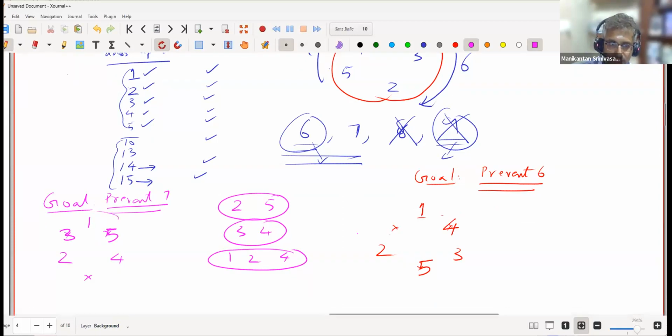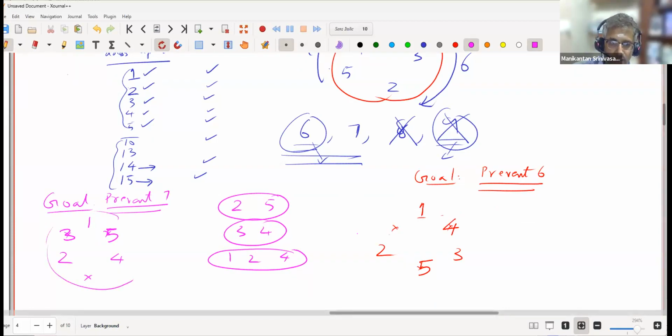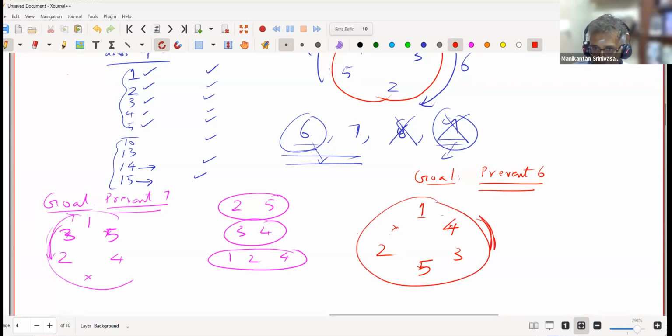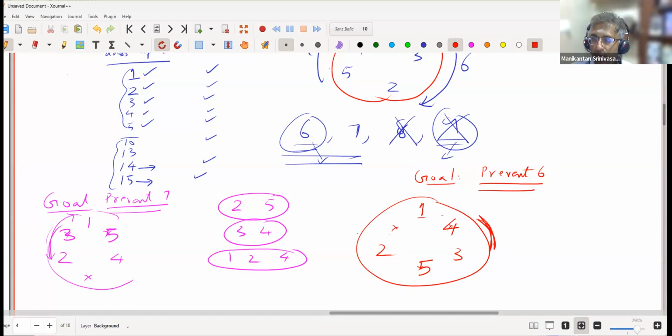Therefore, this is one way to avoid 7. In this way, I cannot avoid 6. I only avoided 7. Likewise, in the other arrangement, I could not avoid 7. So 7 was still possible, 4 plus 3. But I don't need to avoid both numbers at a time, right? As long as one number is avoided, it's good enough. So in this example, 6 is gone. In the other example, 7 is gone. That's enough to say that's a bad arrangement, right?